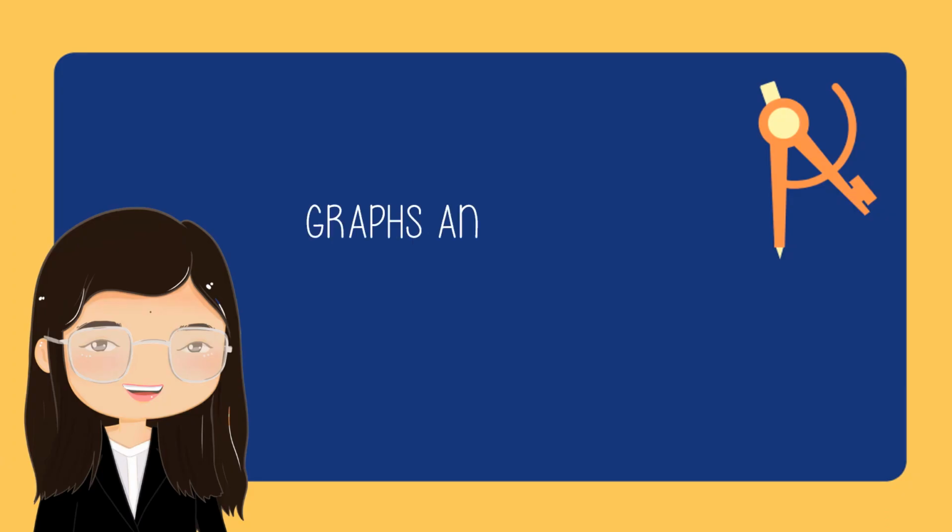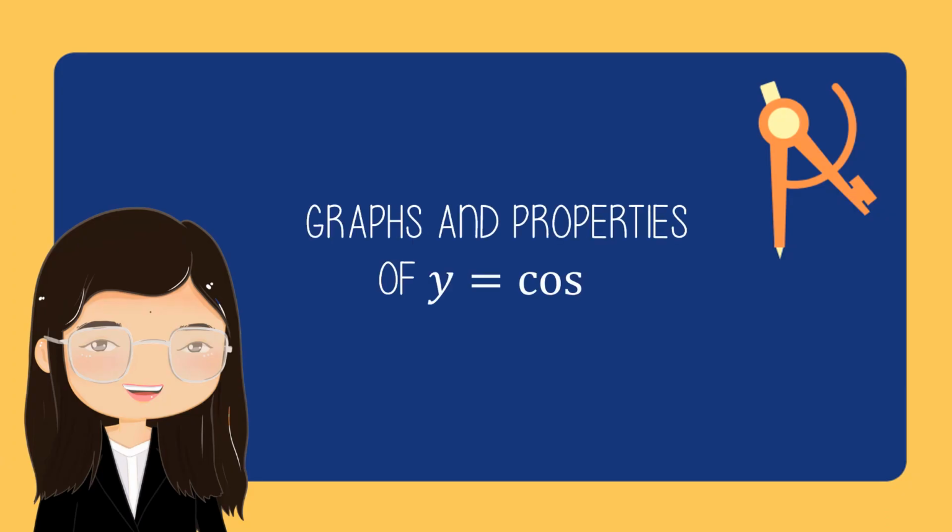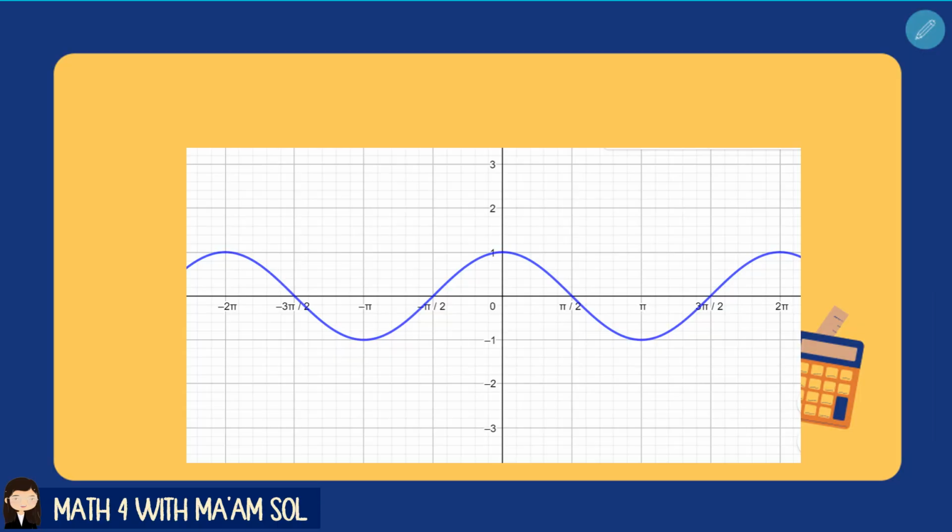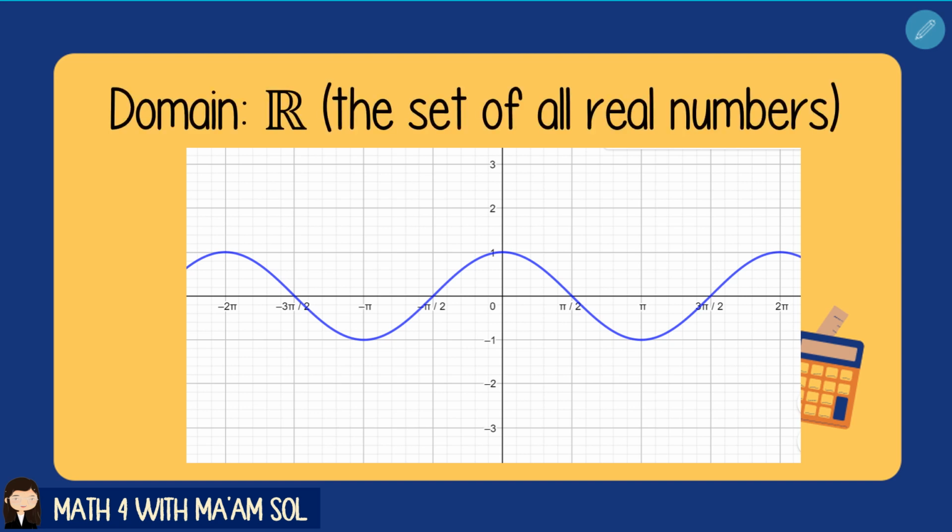Let us go to the second function, our cosine function. We also plot its graph using the GeoGebra app. We will examine its properties one by one. Let us look at its domain. Similar to the sine function, we notice that even when we extend indefinitely to both the left and the right parts of the graph, there will be no value of x that will make it undefined. Thus, the domain of y equals cosine x is the set of all real numbers.